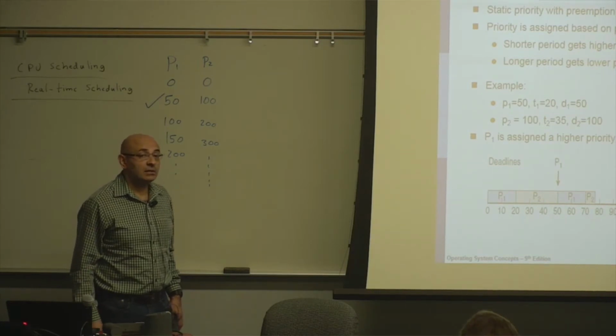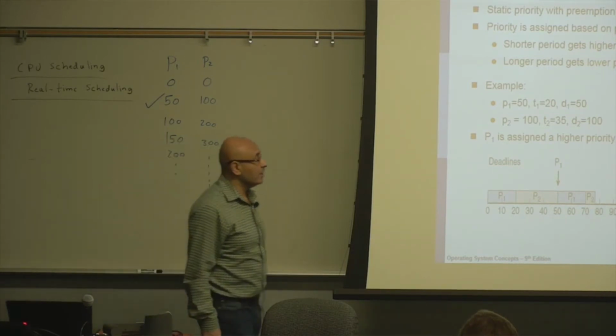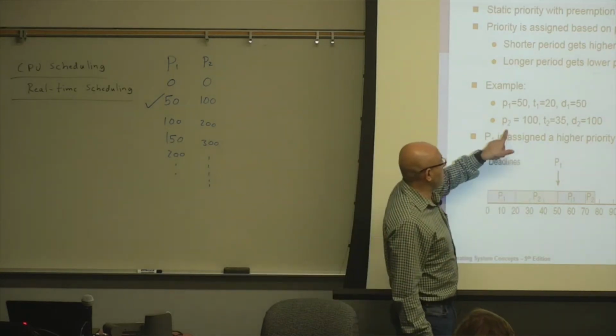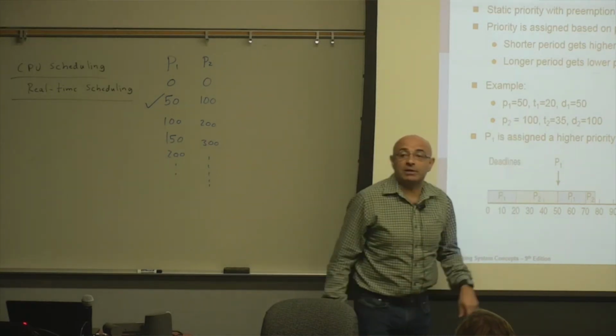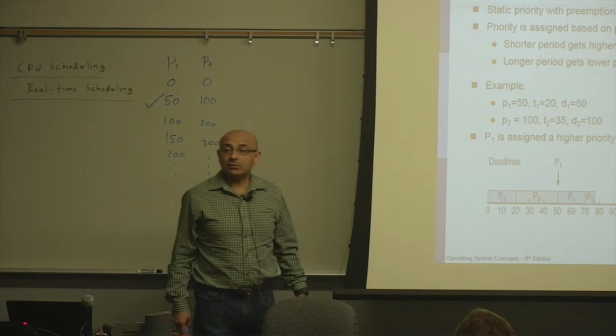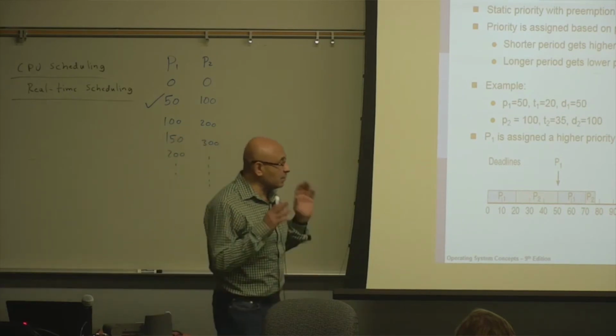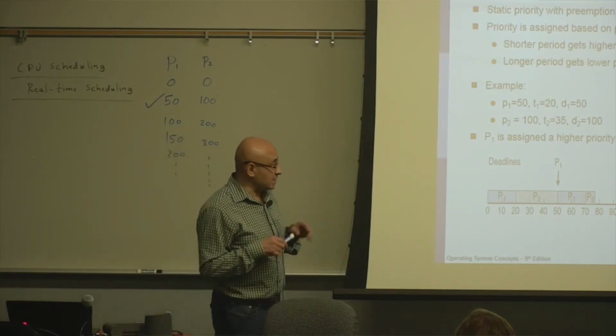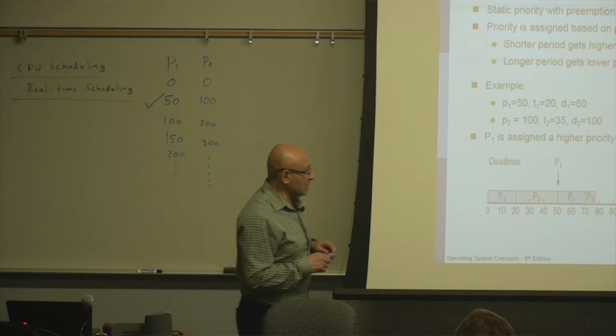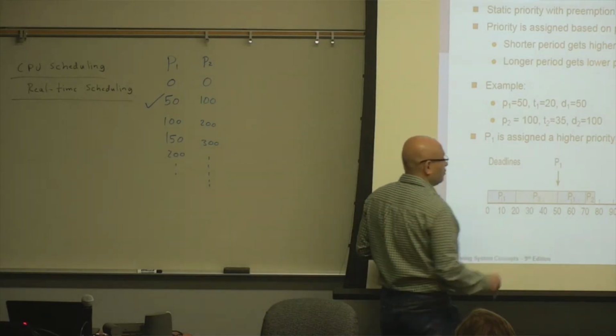Based on the period. The period of P1 is 50, the period of P2 is 100, so P1 will win. The process with the shorter period is going to win. So P1 wins, which means it will win the CPU, which means that the system is going to preempt P2.